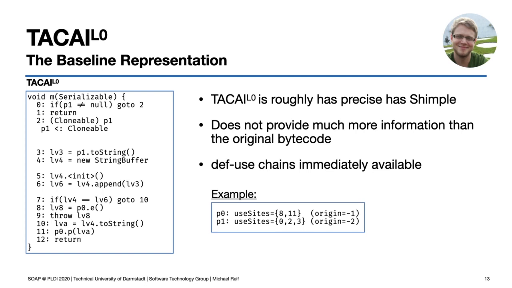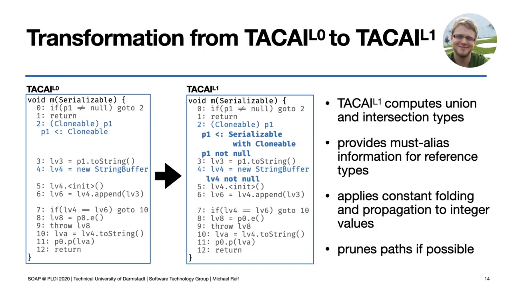It says for the parameters the use sites at A and 11. P0 resembles the this parameter of the method, and P1 resembles the parameter that is passed to the method, which basically says the origin. When we use the domain L1 to generate the TAC, we have already a bit more information, and all the changes are marked in blue color. TACAI L1 already computes union and intersection types, and we can see that at line 2.